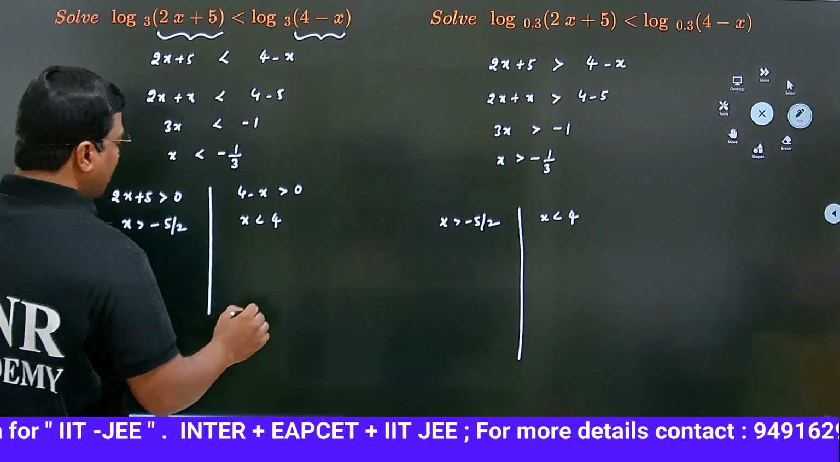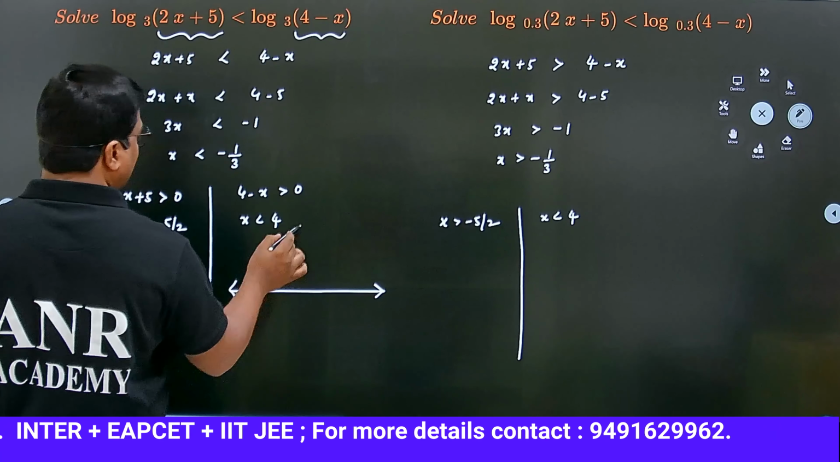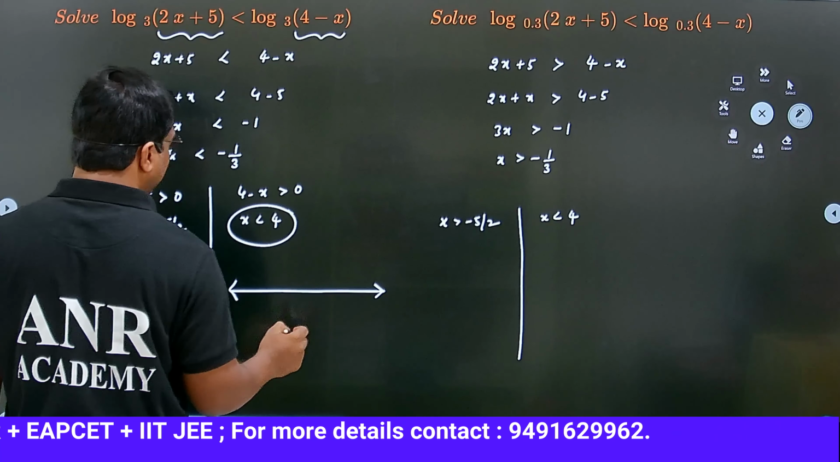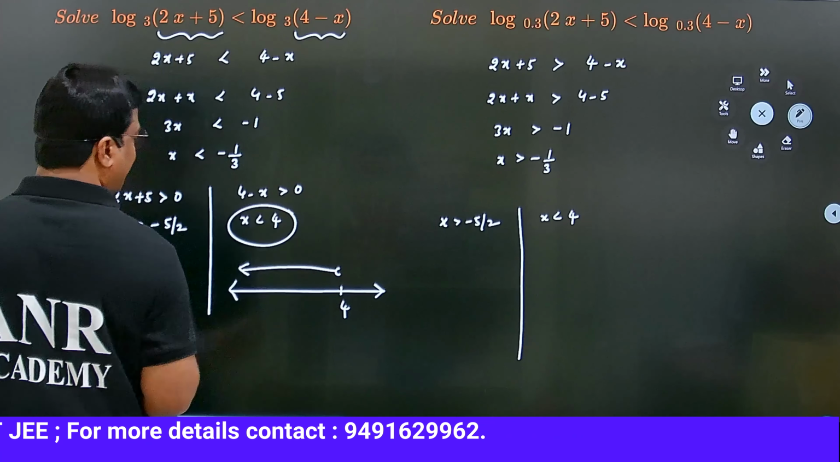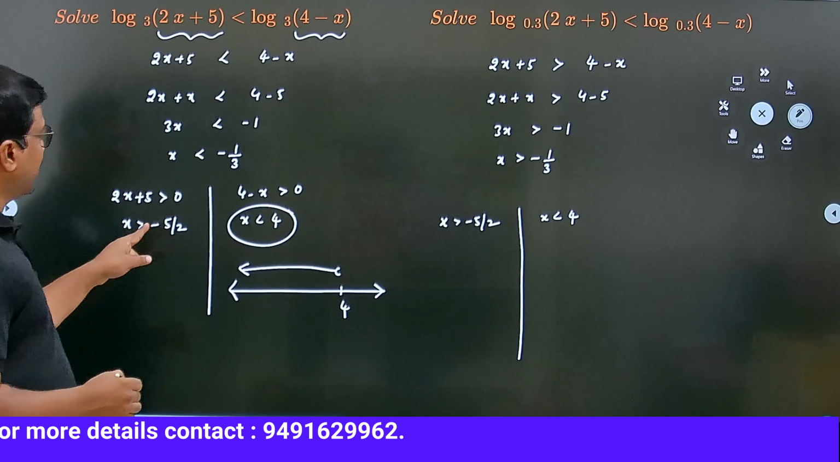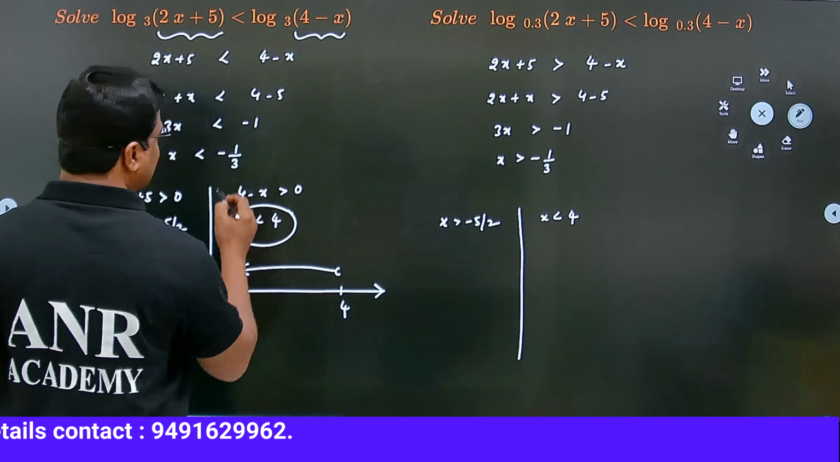Here in the first question, the values of x, first less than 4. Less than 4 means left side of 4. Next, less than minus 1 by 3. Minus 1 by 3 value is approximately minus 0.3. Suppose that it is minus 0.3. The values of x less than this.